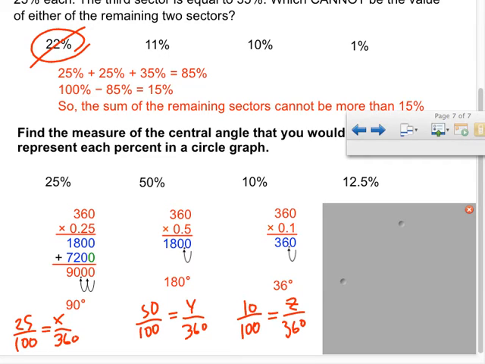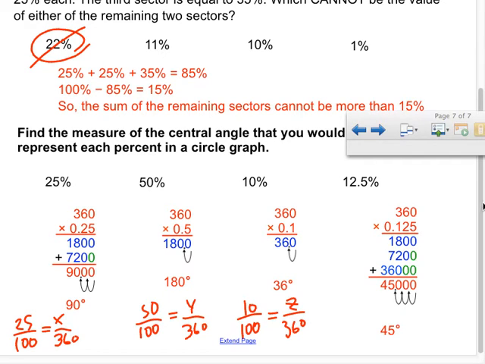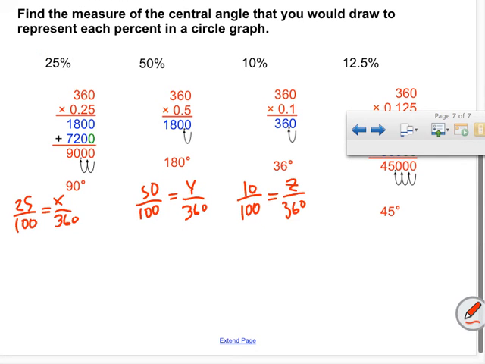And then the last one, who's got the last one? Justin. It is 45 degrees. Here's how you'd figure that out. You'd convert 12 and 5/10% into 0.125, and multiply by 360. You get 45. Or you could have rewritten this 12.5 over 100 equals w over 360. And then solve for w. That would have given you the same answer.